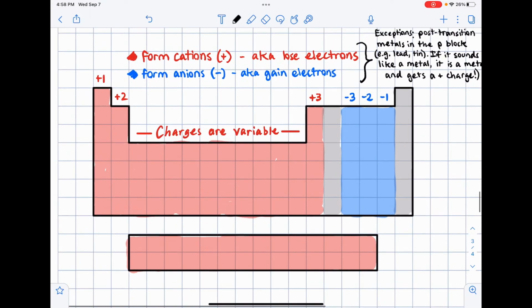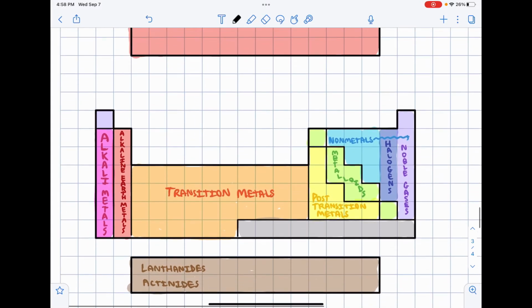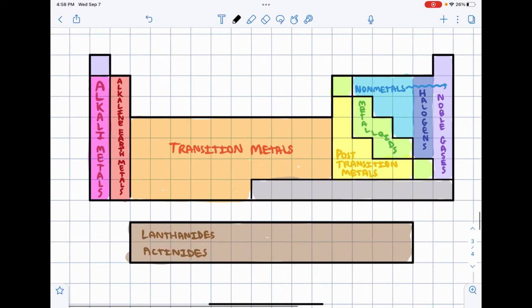You can see the charges of the different groups, but also I want to make a whole video on ionic compounds and charges and all of that. Today I want to focus more on the structure of the table. So here's a more detailed view of what we name all the things. So these are good names to memorize.